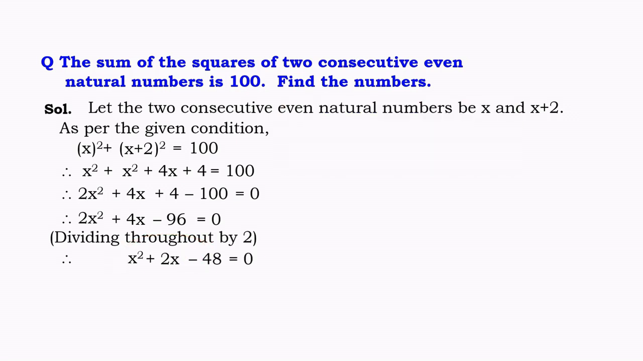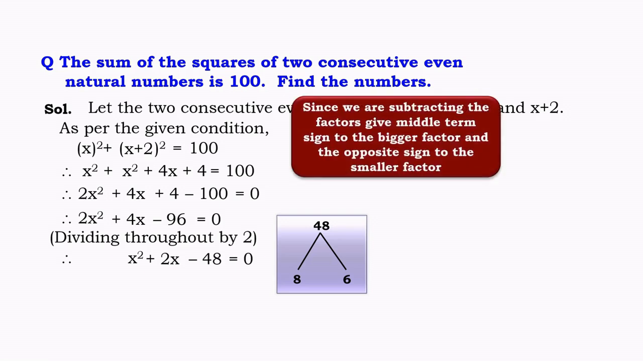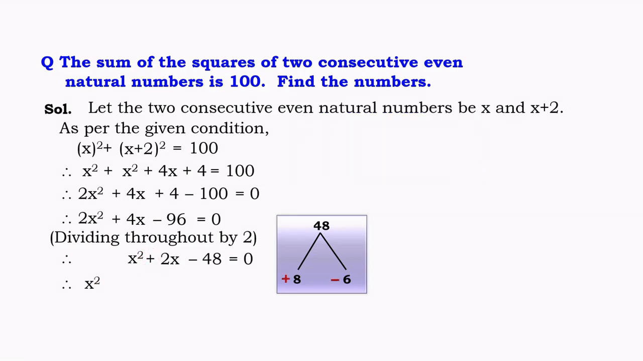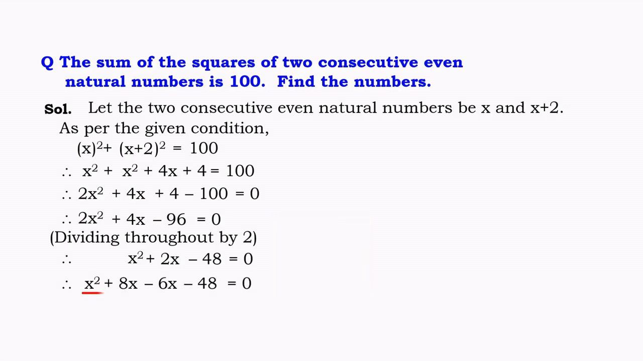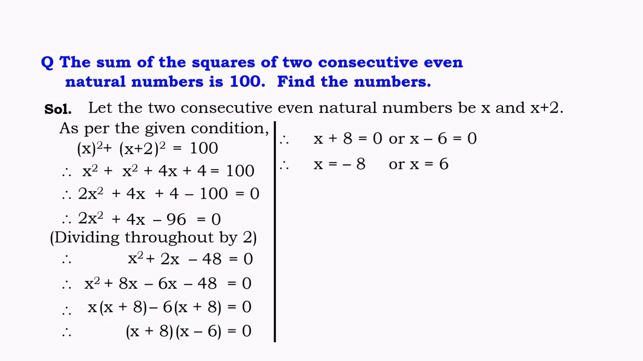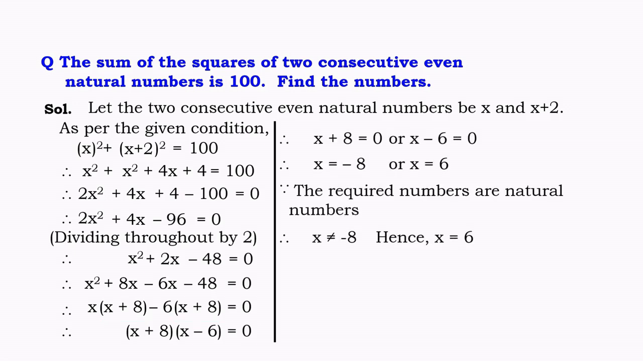Looking at the factors of 48, we find that 8 and 6 satisfy this condition because 8 minus 6 equals 2. Since the middle term is positive and the last term is negative, we give a positive sign to 8 and a negative sign to 6. Using these numbers, we factorize the equation and obtain two possible values of x, negative 8 and 6. Since the required numbers are natural numbers, negative 8 cannot be accepted. Therefore, x is equal to 6.